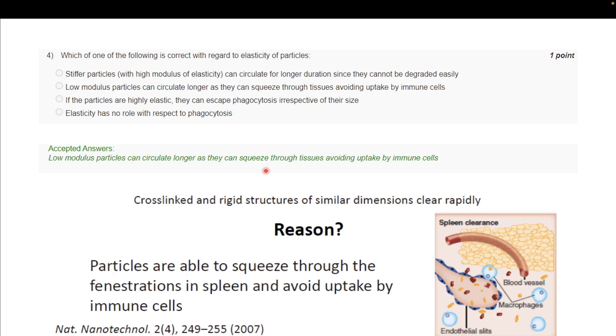Let's say an immune cell is trying to take them up, they will quickly squeeze back out through these gaps present in the endothelial cell layer, and they can keep on circulating in the blood for a longer time. So that's why your low modulus particles will circulate longer, as they can avoid uptake by the immune cells. Making sense?